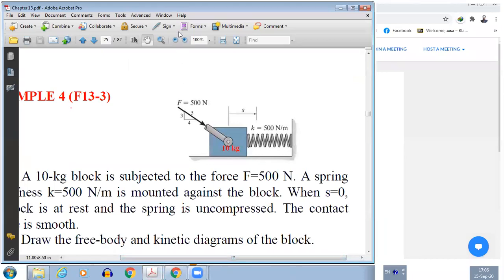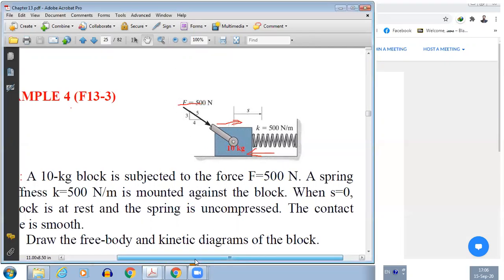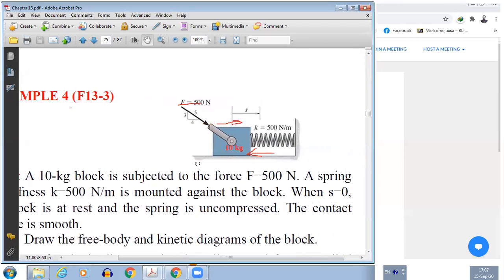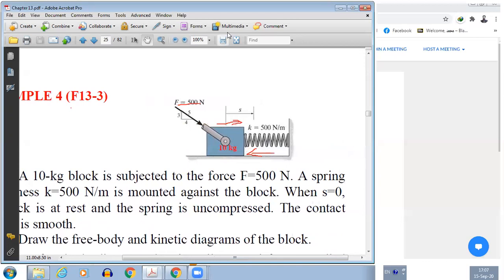There is force applied over the block in this direction, so it will cause the block to move in this direction. And when the block moves in this direction, it will compress the spring, and the spring will apply spring force in the opposite direction. Okay, so we have this, and it is said in the problem that the contact surface is smooth. Since the contact surface is smooth, there won't be any resistance, so there won't be any friction.